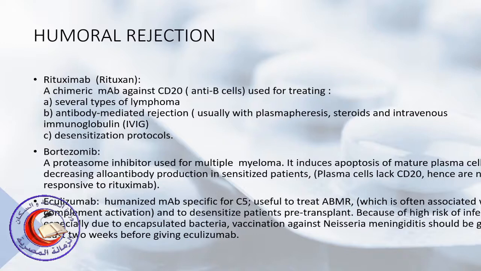Rituximab, monoclonal antibody, the "xi" meaning chimeric, is a chimeric monoclonal antibody against CD20, which is a marker on B cells. It is used for treatment of several types of lymphoma, B-cell lymphoma, of course. It is also used in treatment of antibody-mediated rejection, usually plus plasmapheresis, steroids, and intravenous immunoglobulin, which by blocking the antibody binding to antibody receptors on B cells will prevent the action of antibodies, the donor-specific antibodies in the recipient.